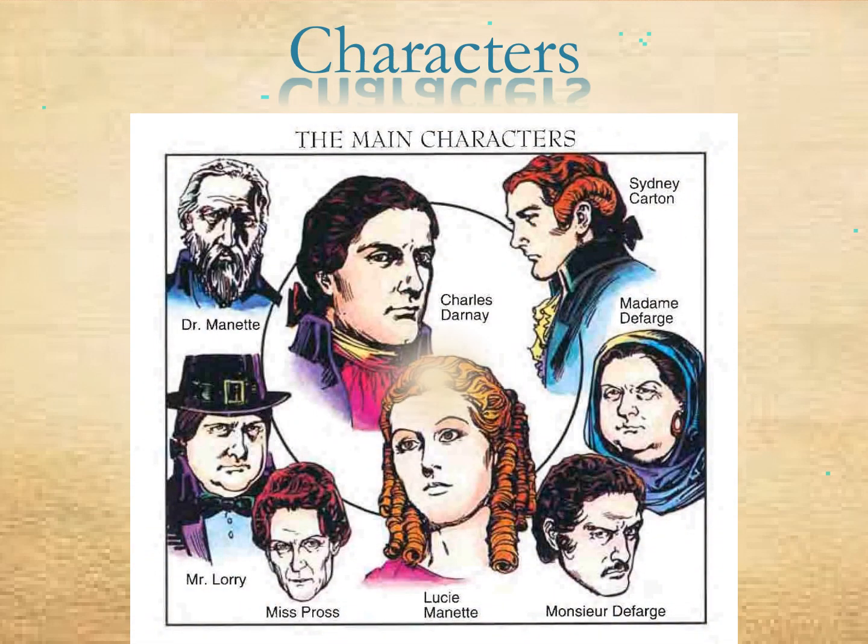The characters. First, we have Dr. Manette and Mr. Lorry, his friend; Lucy Manette, who is Dr. Manette's daughter; Miss Pross, who is the servant or the maid and the one who looked after Lucy Manette; Charles Darnay and Sidney Carton, who look exactly like each other; Madame Defarge, who is Monsieur Defarge's wife; and Monsieur Defarge, who is the owner of the wine shop.